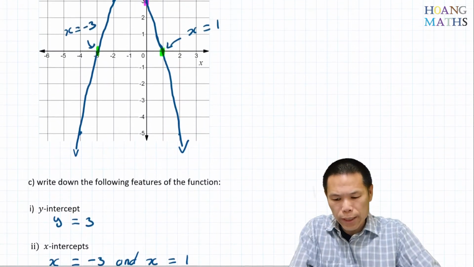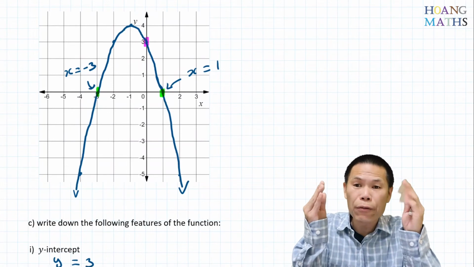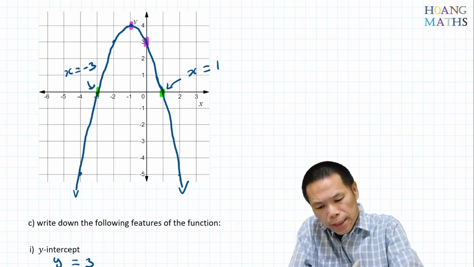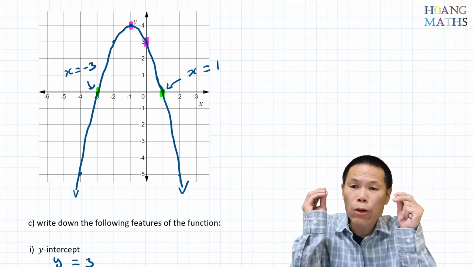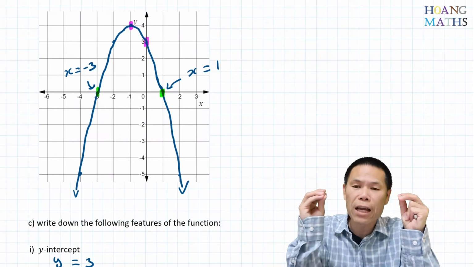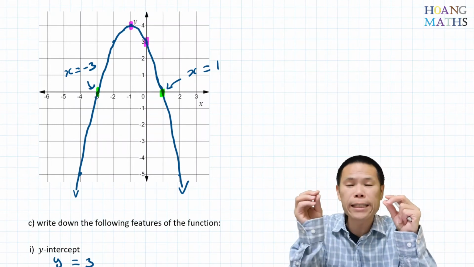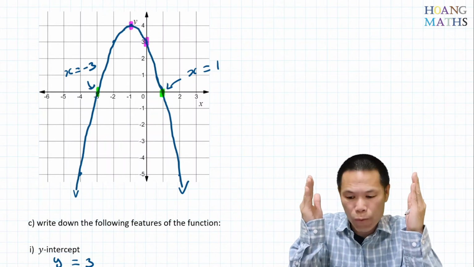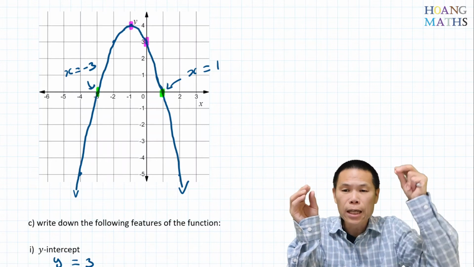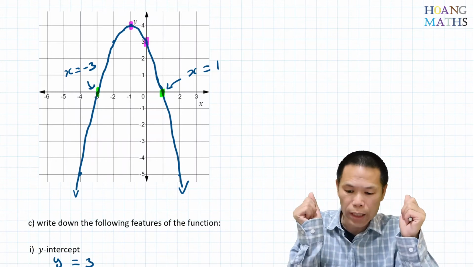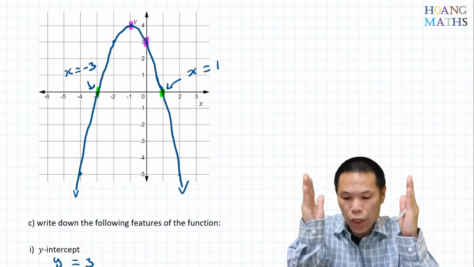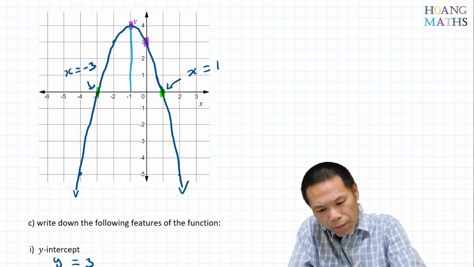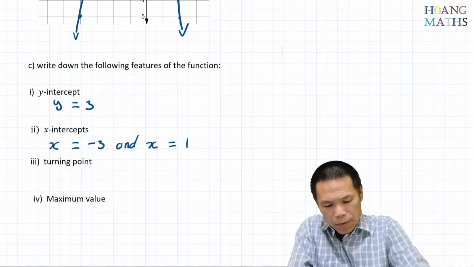Now, the turning point is where the graph starts turning. In this case, this is the turning point. The turning point will tell you the maximum or minimum value of y. If the graph, like in this case here, is upside down, the turning point will tell you the maximum value of y. If it is upright like this, the turning point will tell you the minimum value of y. In this case, I just write down the turning point first. So the turning point is negative 1 and 4. So let me write this down.